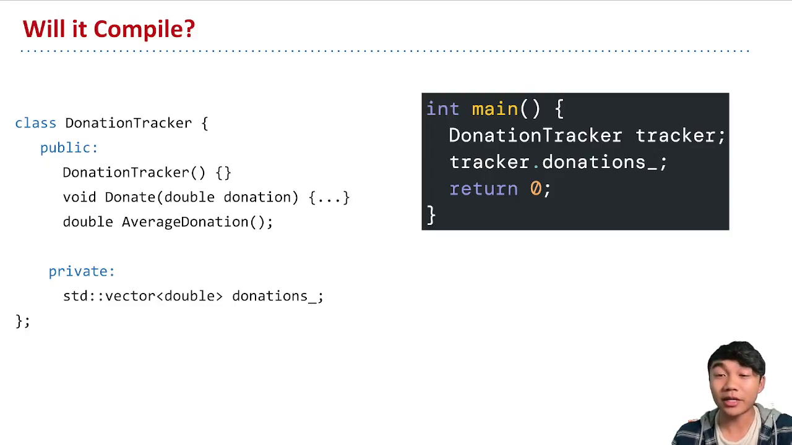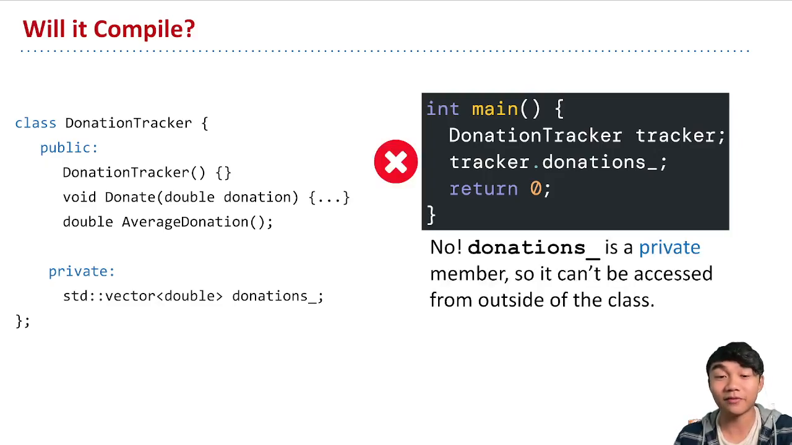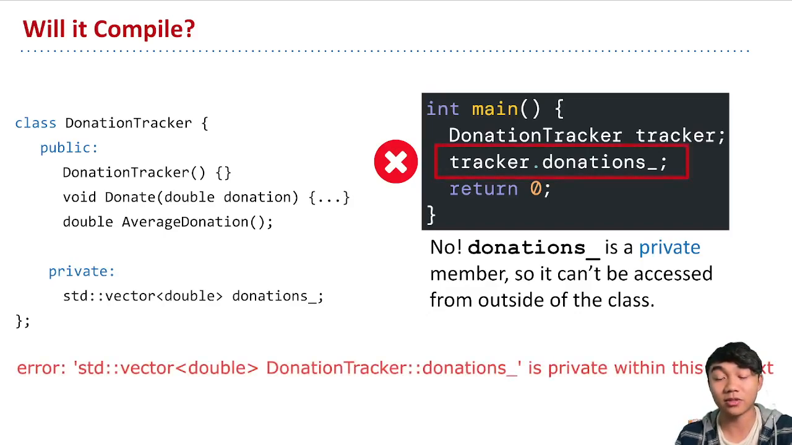In this code, we're trying to access the donations underscore vector, which is a private member variable. Since it's private, we can't access it from the main function, right? We'd see some error indicating that the variable that we tried to access is private, like this one. The donations underscore member variable is private within the main function, so we can't access it here. So we would get some compiler error.